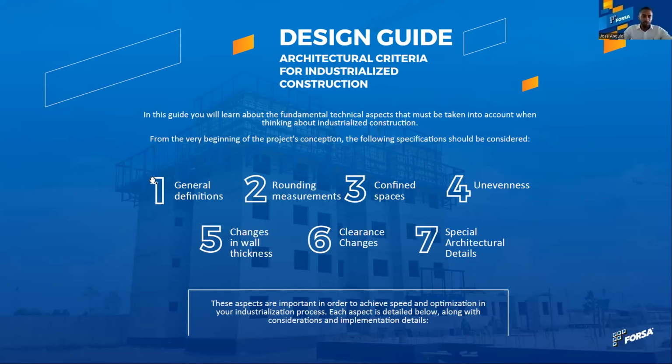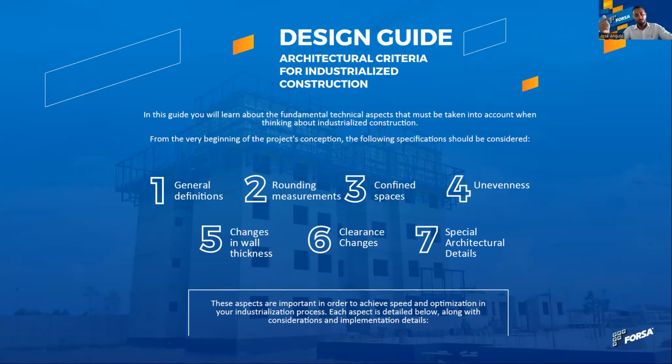First we will see the general definitions, and we will explain some concepts such as clear height, gable ends, special details, all those kinds of things. Following that, we will see the rounding measurements, which means that we are going to try to work with close numbers. And after that, we will check the confined spaces. I mean, the small spaces, the small areas that we need to pour in our apartment or architectural design.